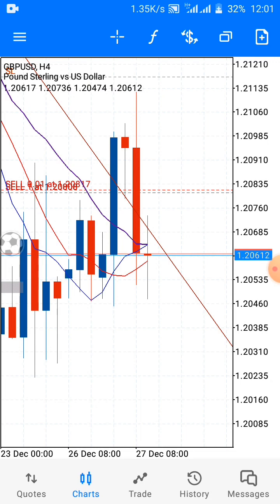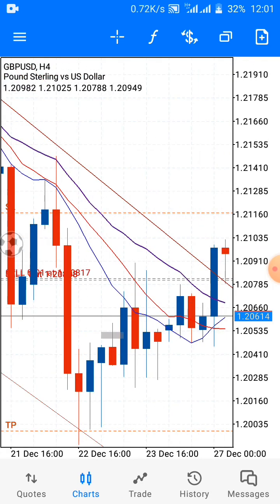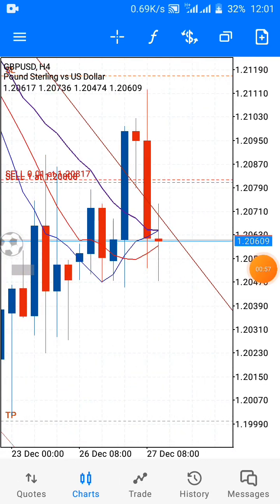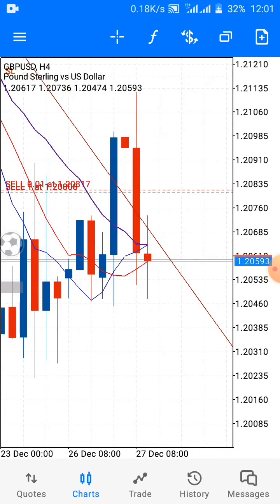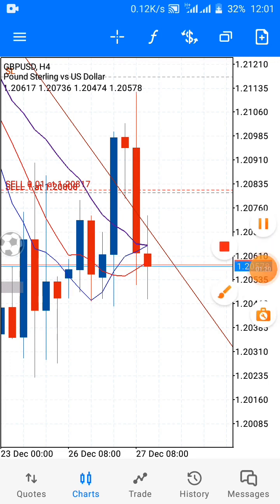Right now, I waited for price to get to this trend line that I drew here. Since it got to this trend line, I had to wait for it to give me a signal to sell. So what signal did it give me? It gave me an inside bar candlestick pattern, right?